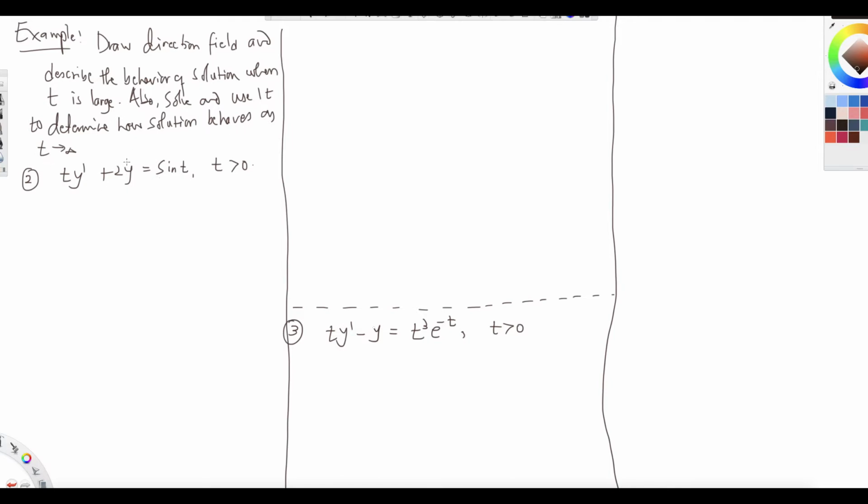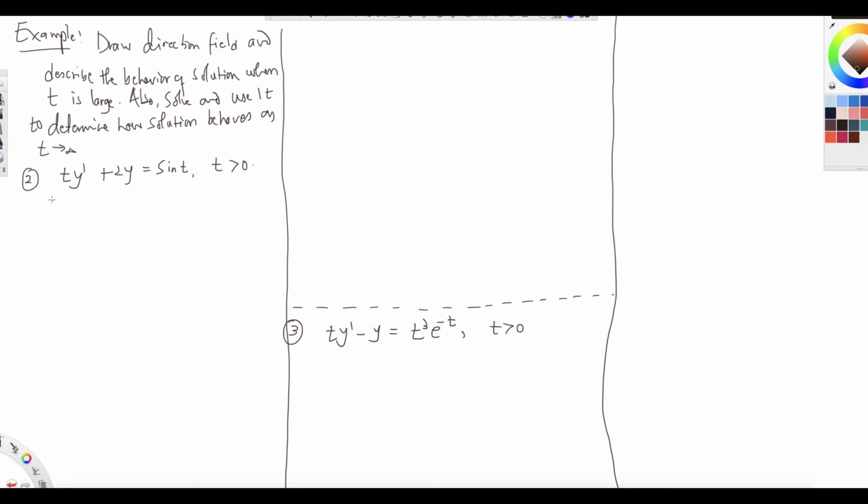To solve this differential equation, first let us see, this is a linear differential equation. How do I know that? It's because the general form is a function of t times y prime plus 2 times y equals something, and there is no y on the right side. So you can write this in the standard form. How do I do that? Divide both sides by t.